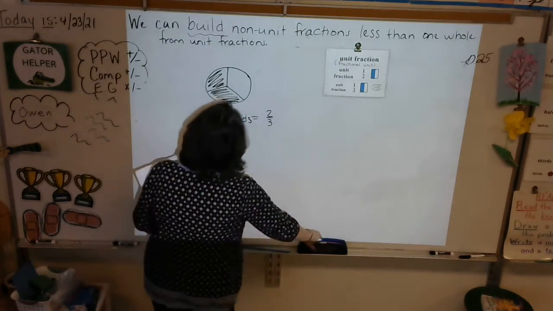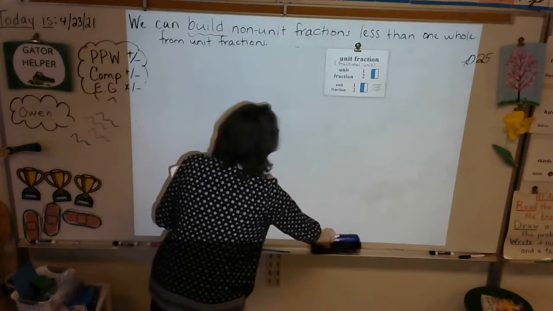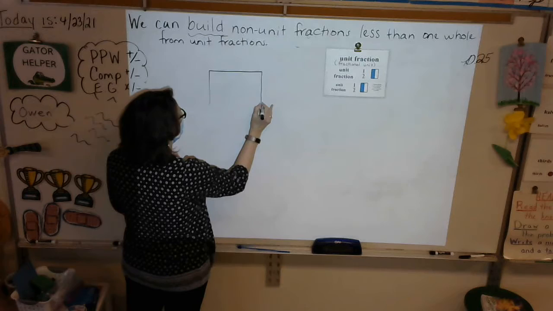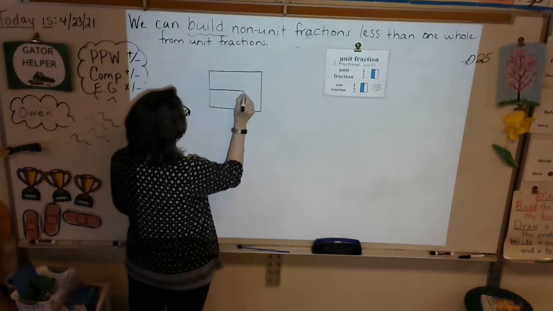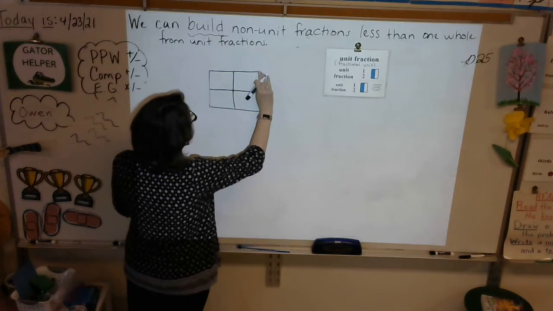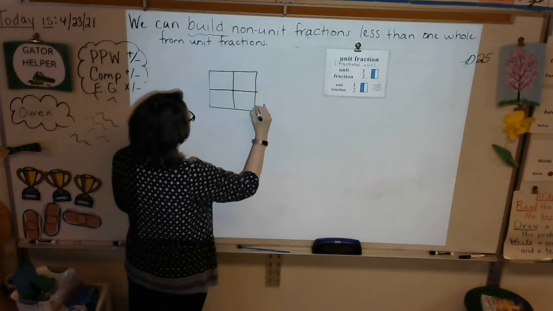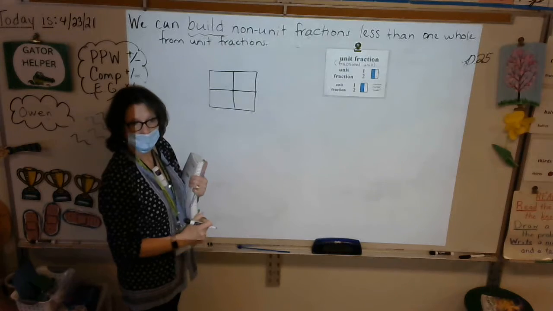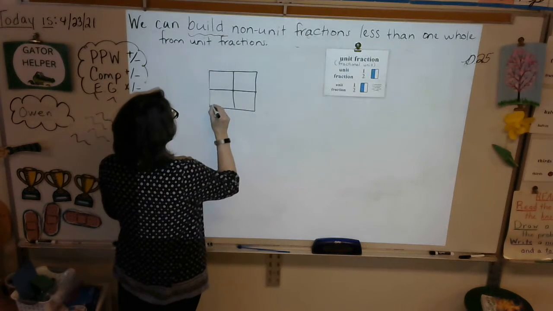Okay, so let's try a different one. So we did it with a circle. Now I'm going to do something kind of crazy. I'm going to take a square. I don't know if I can make this look like equal parts or not. I'm going to make this side a little bit shorter. Right now, how many parts do I have? 4. My unit would be fourths. Yeah, but we're not done yet.